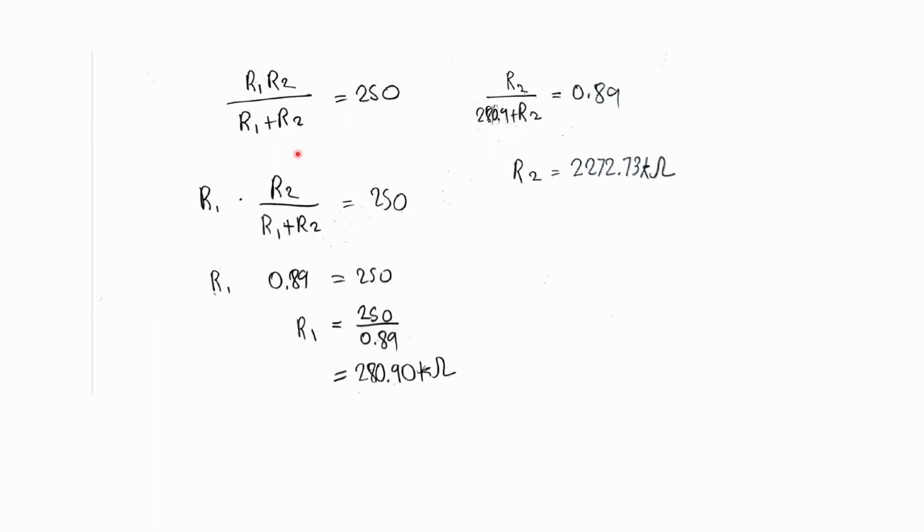Now we can separate the left-hand side into two terms, which is R1 times R2 over R1 plus R2, and all of this still equals 250. Now if you also recall, we found that R2 over R1 plus R2 equals 0.89, giving us a simple relationship for R1, which we can solve. And we find that R1 is 280.9 kiloohms. After we find R1, we can simply substitute this value into the other equation to find R2.